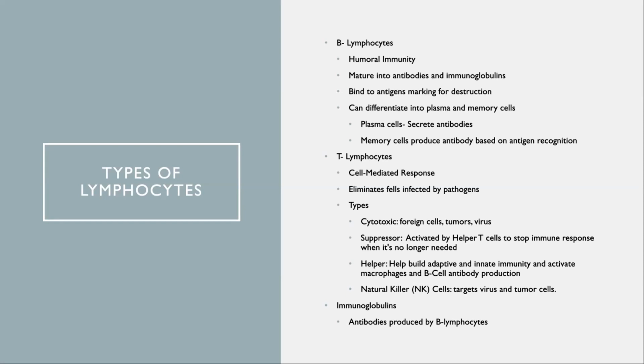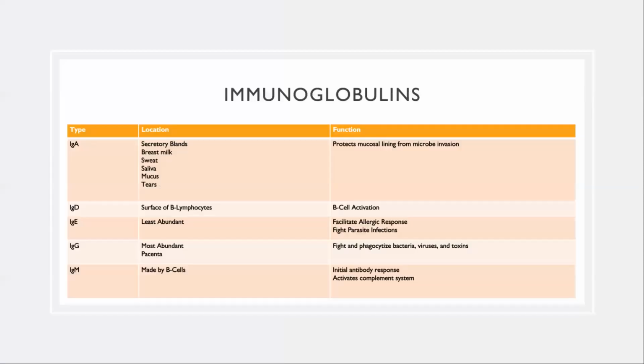As I mentioned, immunoglobulins are antibodies produced by B lymphocytes. And these immunoglobulins can be broken into 5 different categories. Immunoglobulin A is located in secretion glands, breast milk, sweat, saliva, mucus, and tears. And the purpose of IgA is to protect the mucosal lining from microbe invasion.